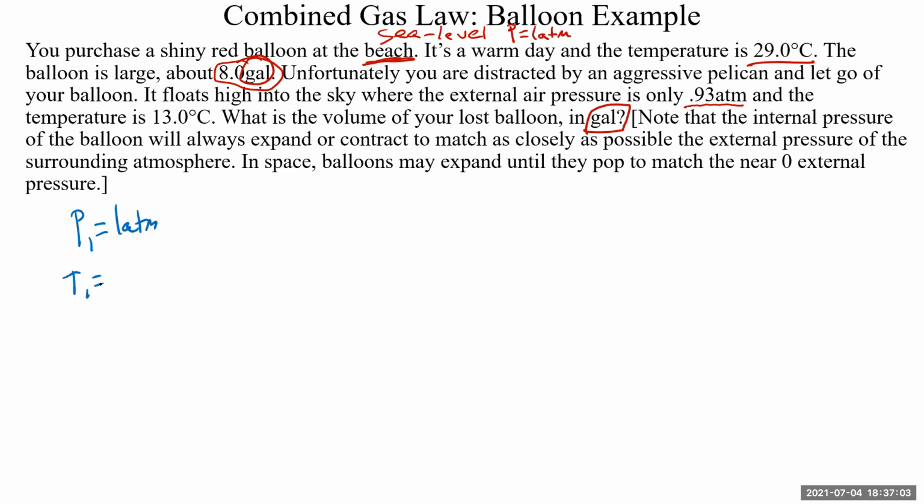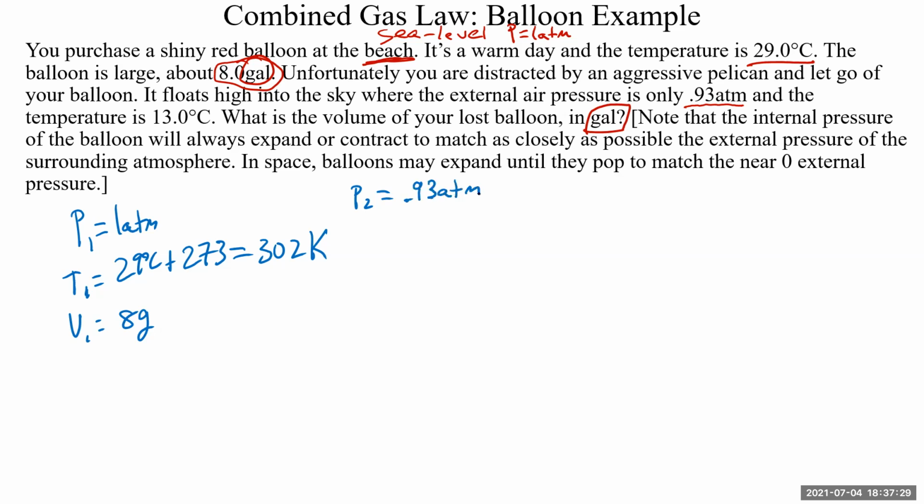Temperature is 29 degrees, but of course we know we need to add that to 273 to get Kelvin. So that's going to be 302 kelvins. Volume is 8 gallons. I'm not going to bother with the decimals here. I just want to get this done. I need the space to solve. Pressure 2. So what's our final pressure? Oh, our pressure 2 is 0.93 atmospheres.